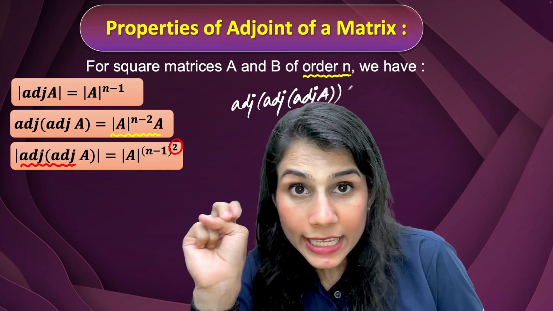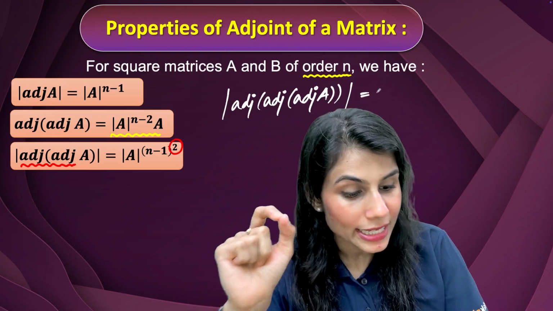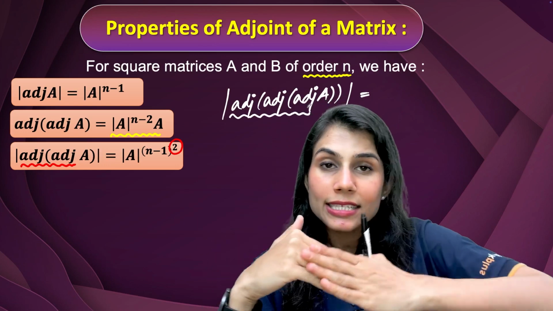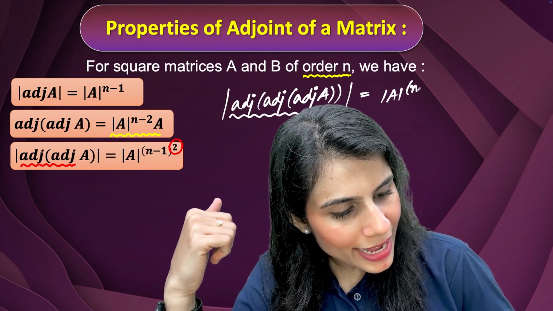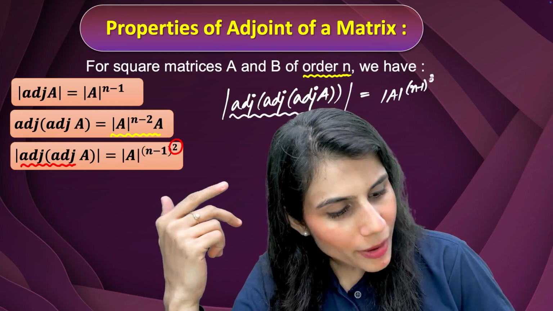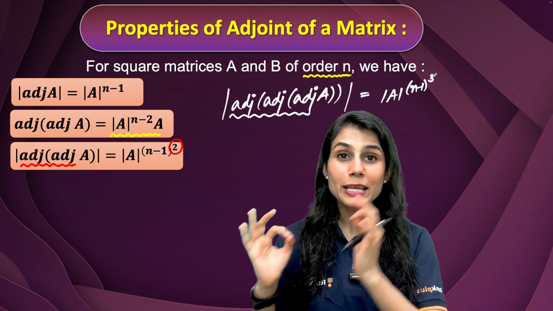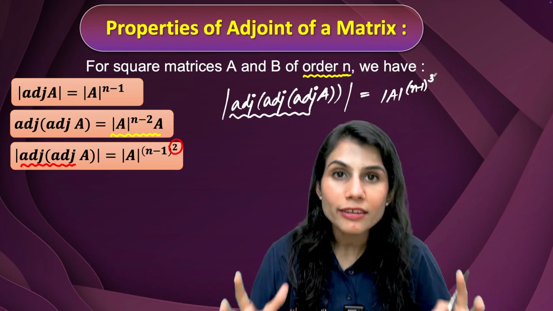A, keep looking. There is absolutely no need to get distracted. Keep looking. Here, what did I do? I wrote adjoint 3 times. As a result, what will be my right hand side? It will be determinant of A to the power n minus 1 to the power 3, people. That's how easy it is. Easy peasy lemon squeezy.